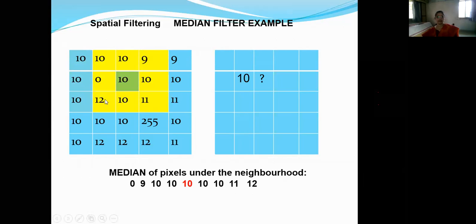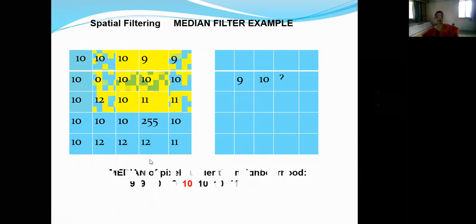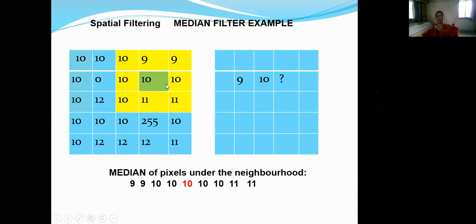This is your new neighborhood. Arrange these pixels in ascending order as shown here. So 0, then 9, then 10 five times, then 11 and 12. And this central value is again 10. So this new pixel value is 10. Now you can go for the next pixel. Take the 3 by 3 neighborhood for the next pixel, arrange the pixels in ascending order and determine the new value of the pixel, and a similar process you can apply for the second row as well as the third row.